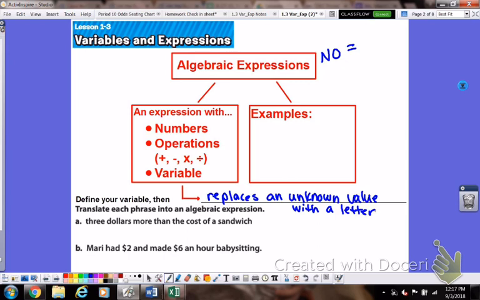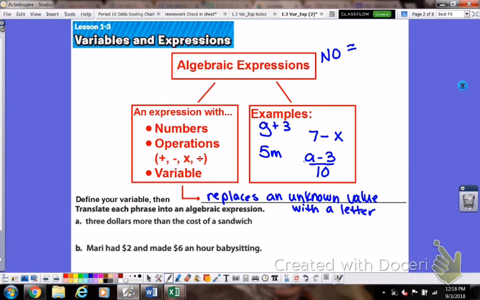So some examples, we could use g plus 3, 5 times m. Notice there is no multiplication symbol here. 5m means that it's 5 times m. 7 minus x. X is our most popular variable. And finally, a minus 3 divided by 10. So multiple steps there, but still including that variable.